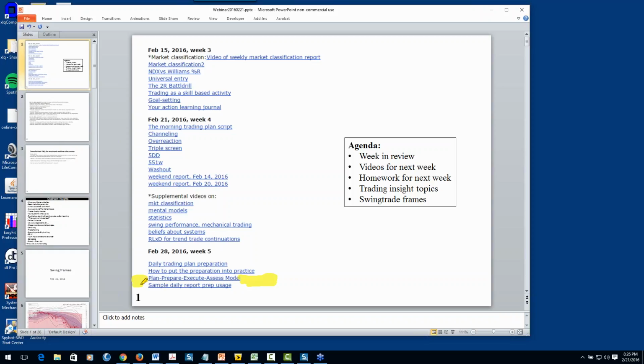And then the last one, sample daily report preparation usage, and that's really just a sample reading of one of the reports, like I typically do at the live trading workshop, and it's really just to go through to identify different targets and prepare some symbols. So those are the videos for the week ahead, and the links are all on that whiteboard and are ready to execute now.